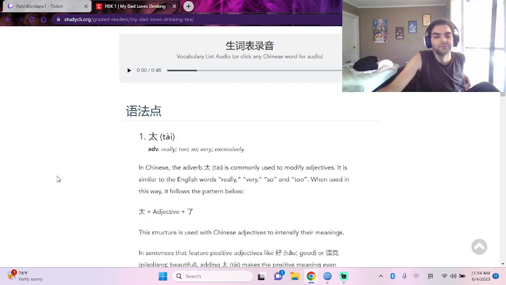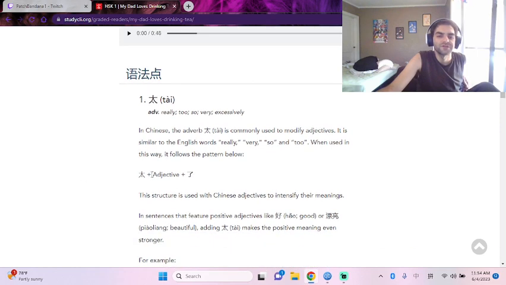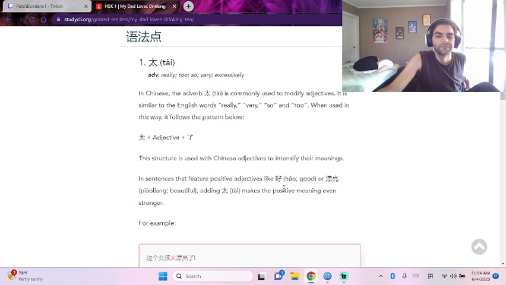Vocabulary list audio. Tai: really, too, so, very, excessively. Okay, so you would put it before and after the adjective. Tai le. In Chinese, the adverb tai is commonly used to modify adjectives. It is similar to the English words really, very, so, and too. When used in this way, it follows the pattern: tai, adjective, le.